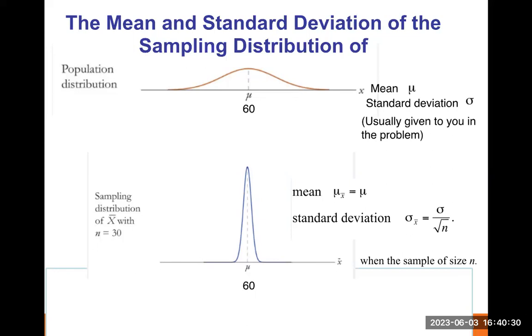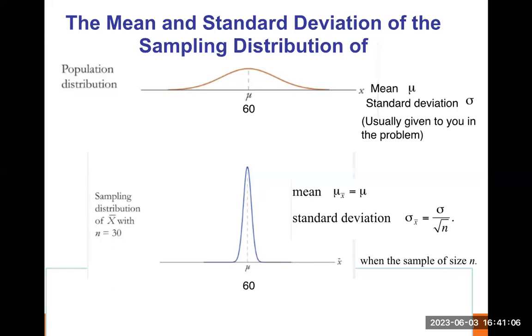And the standard deviation of this sampling distribution, by studying it and doing simulations, they figured out that the standard deviation of the sampling distribution is equal to the original standard deviation of the original population, which is usually given to you in the problem, divided by the square root of the sample size that they tell you that they took. So that is our equations that we're going to have to use to find the mean and standard deviation of the new sampling distribution.